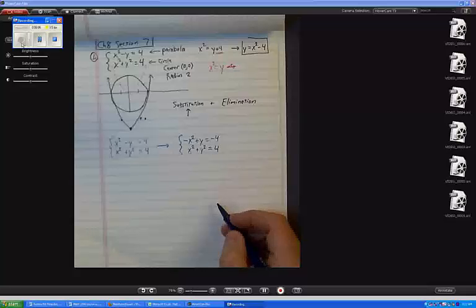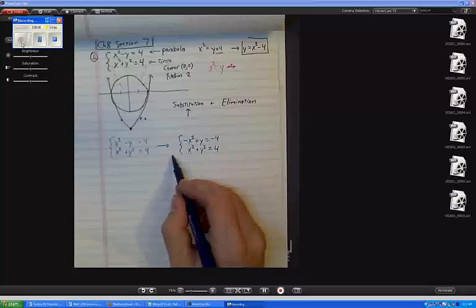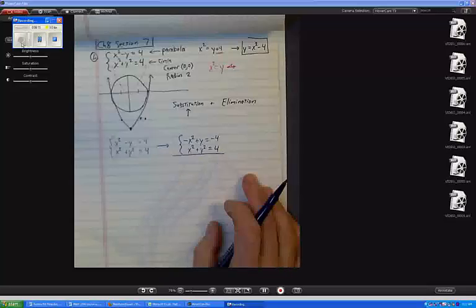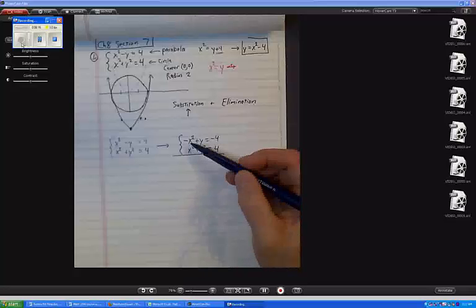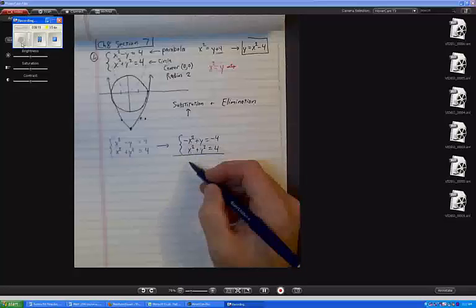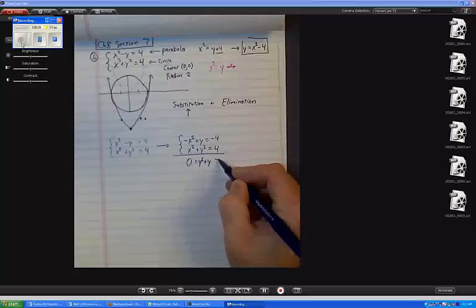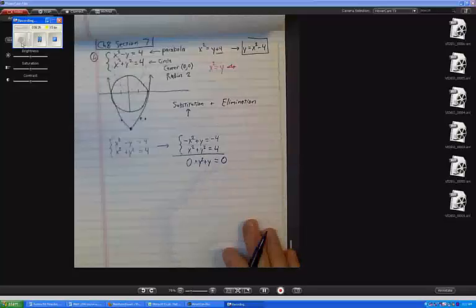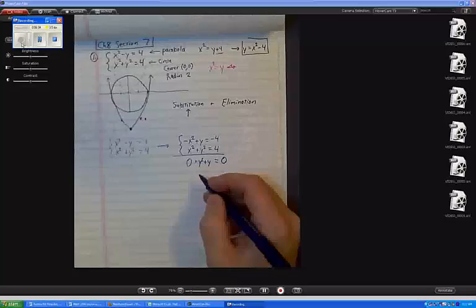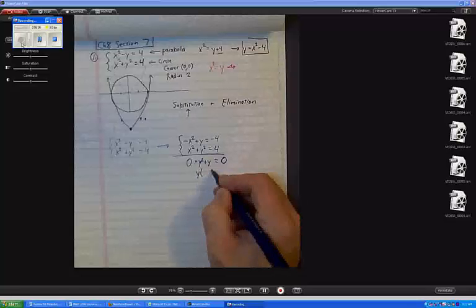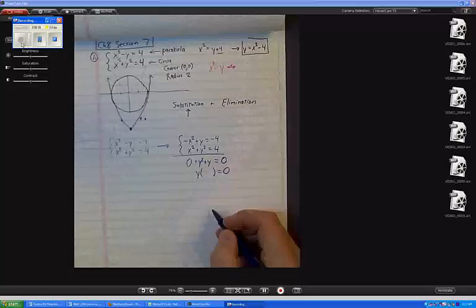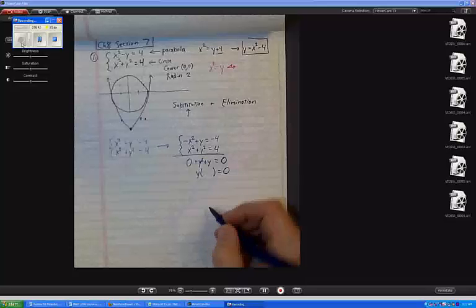Okay? And now if I add the equations, what happens? Yeah, we're going to get some stuff disappear, right? Negative x squared plus x squared, that's 0. So I get y squared plus y equals 0. So now let me see what happens. If I factor out a y, I get y times what? Y plus 1.